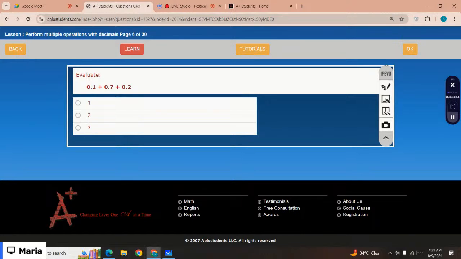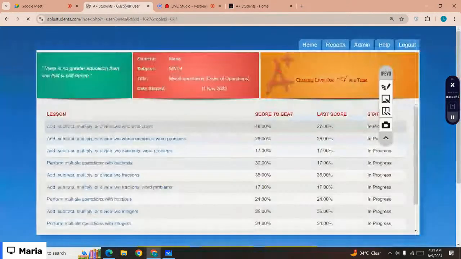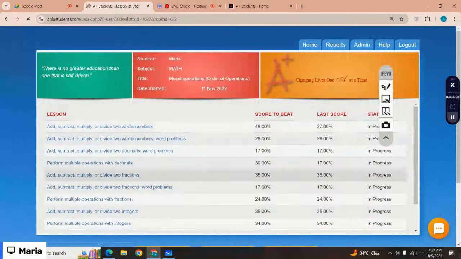Okay, you can complete the lesson by yourself later today. Let me just move on to the next lesson. The next lesson is add, subtract, multiply, or divide two fractions. So now we're going to learn how to work on the fractions.